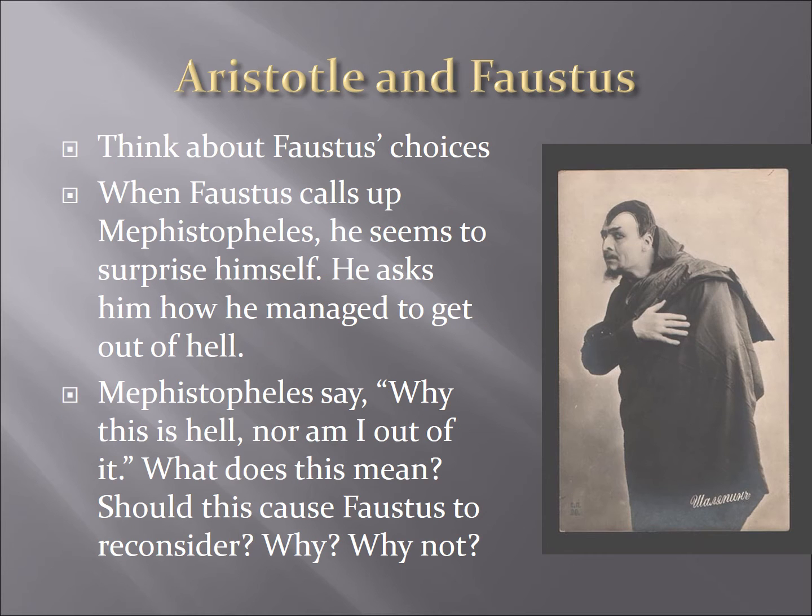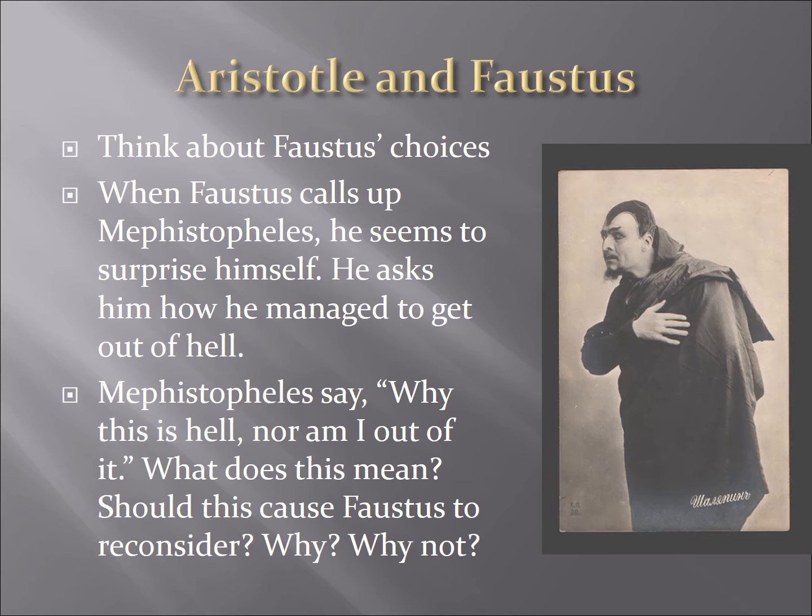So let's think about Aristotle in the context of Faustus' choices. When Faustus calls up Mephistopheles, he seems to surprise himself that he's actually done it. And then he asks Mephistopheles how he managed to get out of hell. And Mephistopheles utters one of the most significant lines in Western literature, I believe, because he locates hell as a condition rather than a physical place.